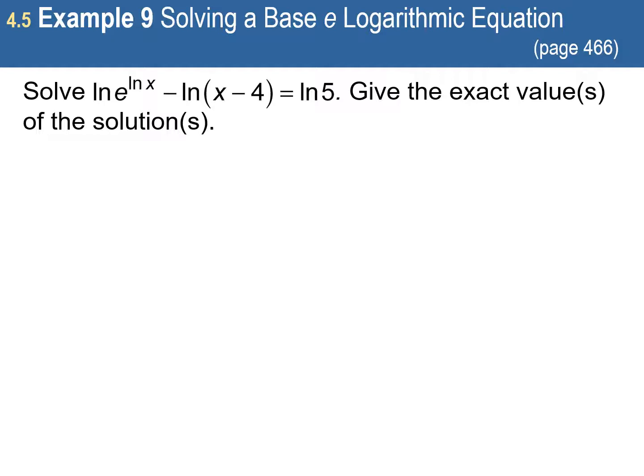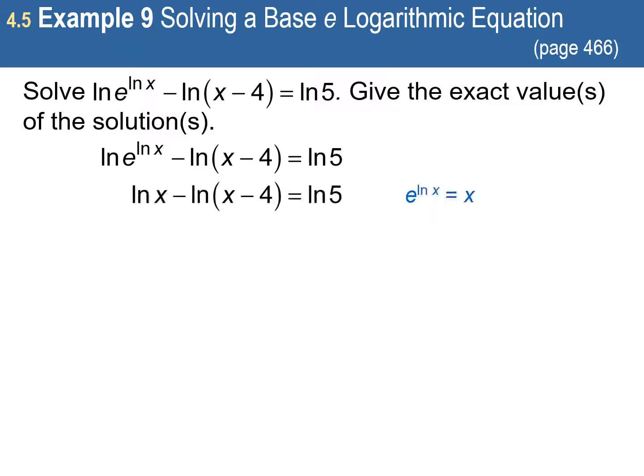Suppose I want to solve natural log of e to the log of x minus log of x minus 4 is 5. Well, we're going to try and simplify this down a little bit if we can. Natural log of e to the log of x is just the natural log of x. And then minus natural log of x minus 4 is equal to log of 5.